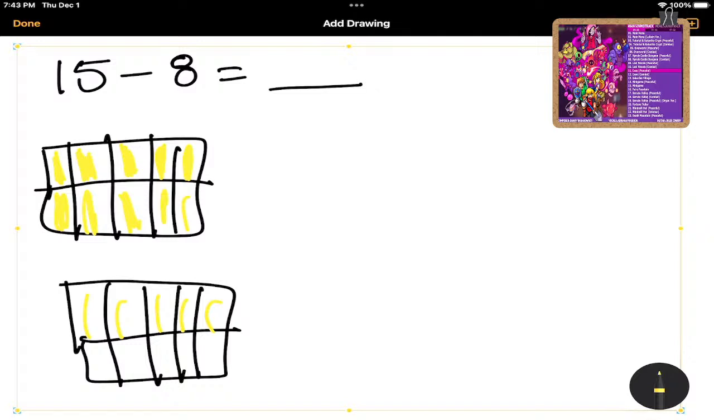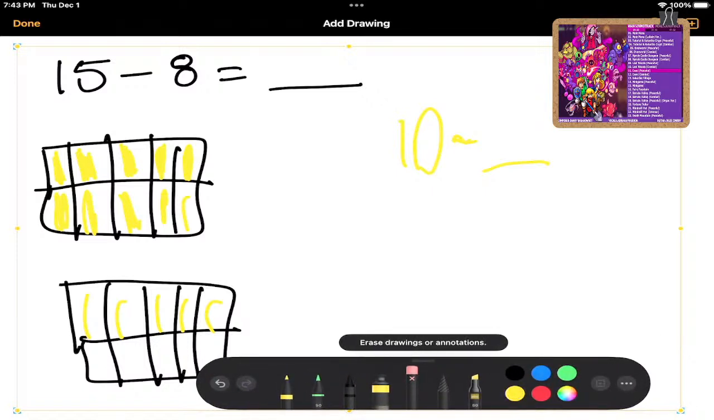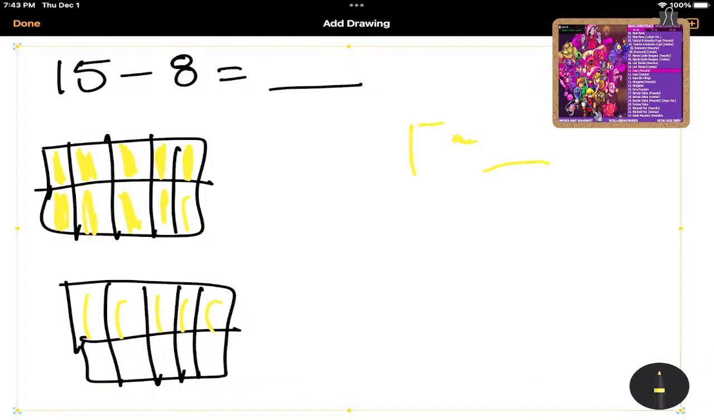And now the first equation is 15 minus blank equals 10. So we're going to cross out 5 because it's in this 10 frame. Did you already cross out your 8? No. Okay, so what are we waiting for?